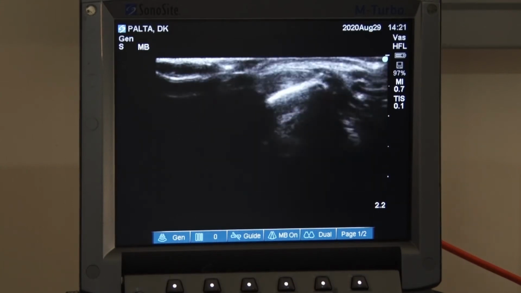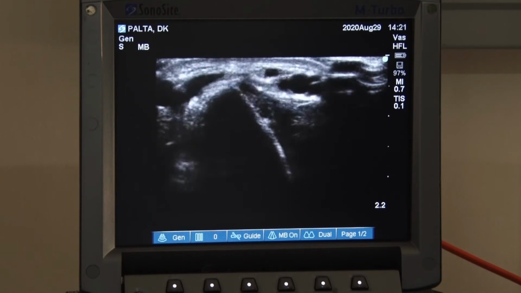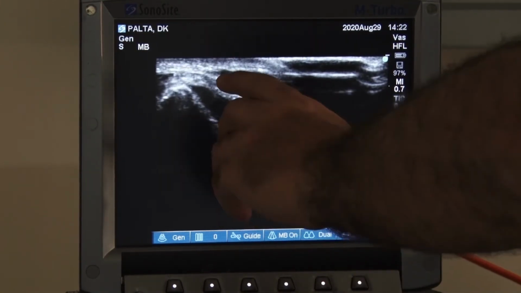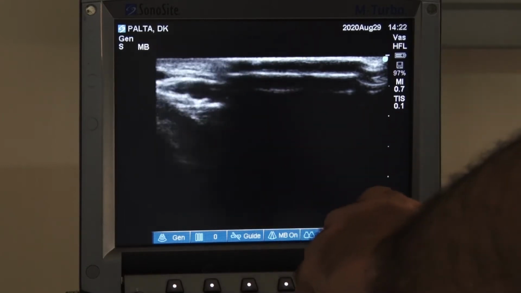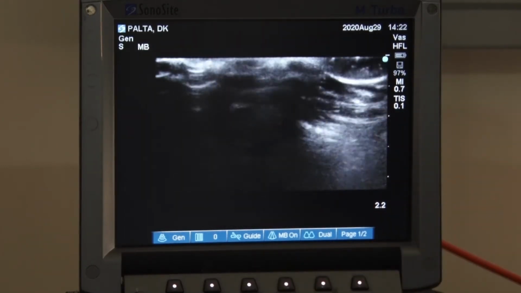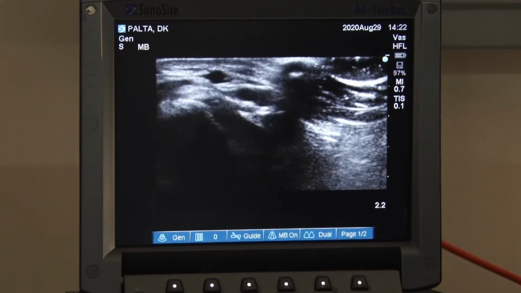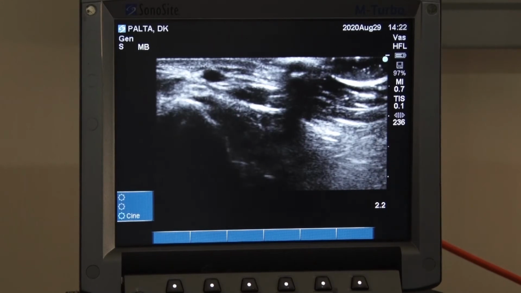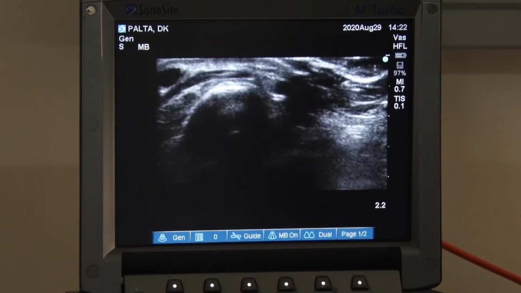So this is the radial artery, these are the vena comitans, and this is the cephalic vein. We'll freeze it and take a better picture. The distance between the artery and the vein is around 7.3 mm, very close to the artery.